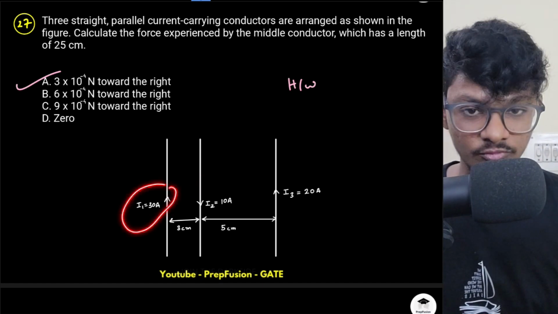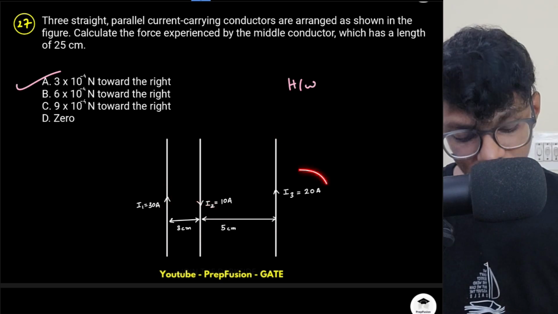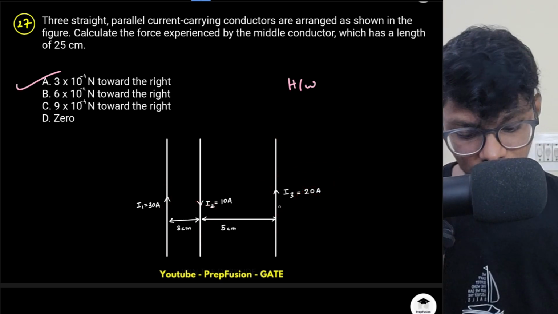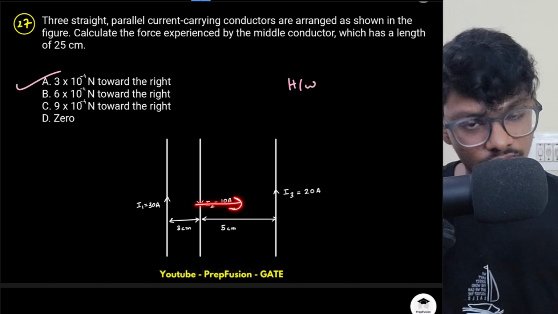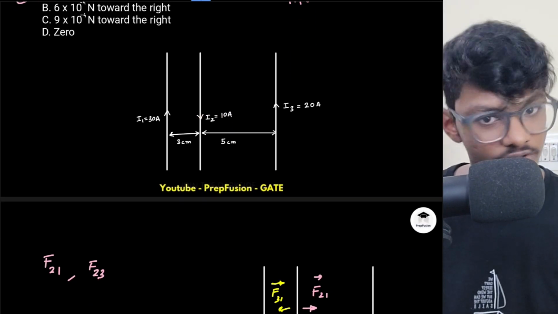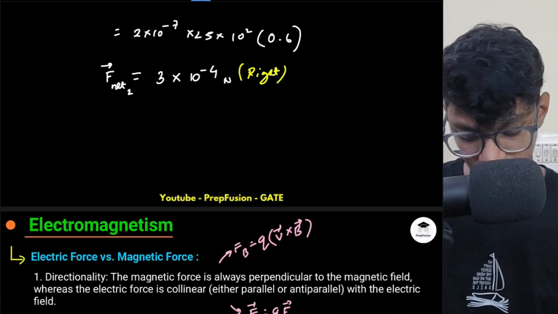Obviously I1 will have more force because this distance is smaller. Everything else is almost the same. Current is also less here, right? So force will be less. So obviously the final direction will be on the right hand side. Magnitudes, I have told you how to find out. Formula you need to remember. That's it. Formula you need to remember. Okay. So that's how we solve this question.